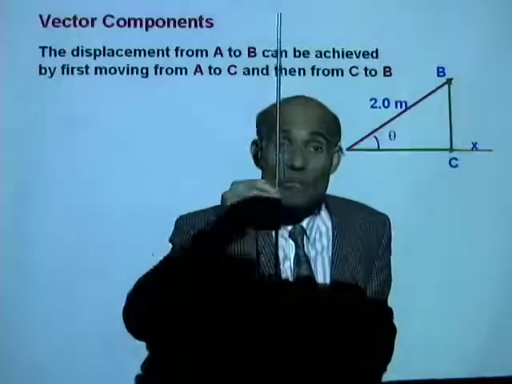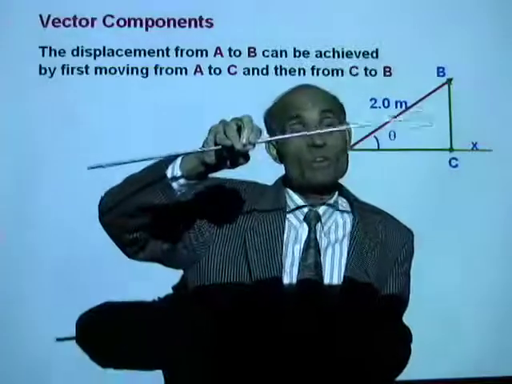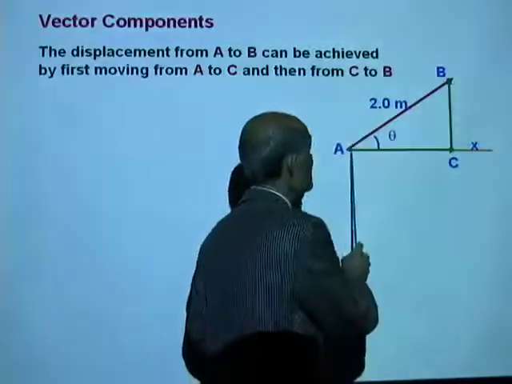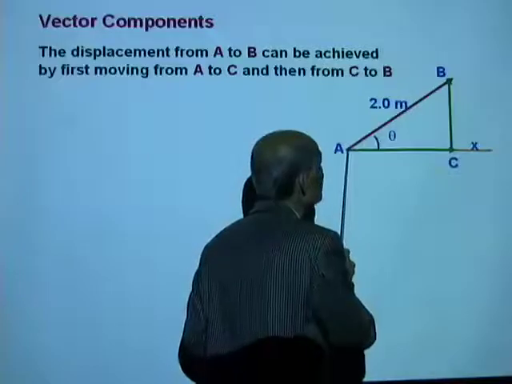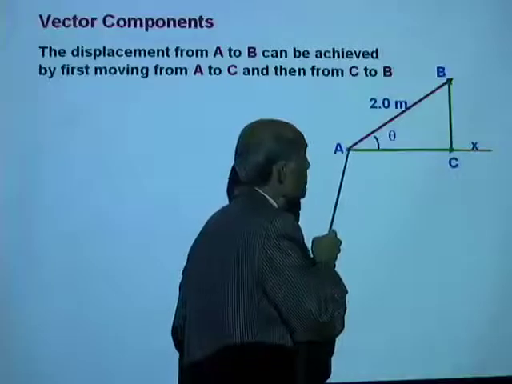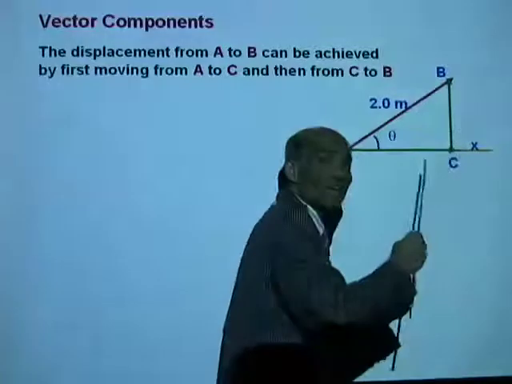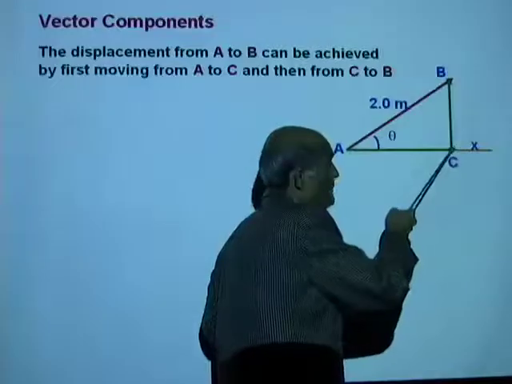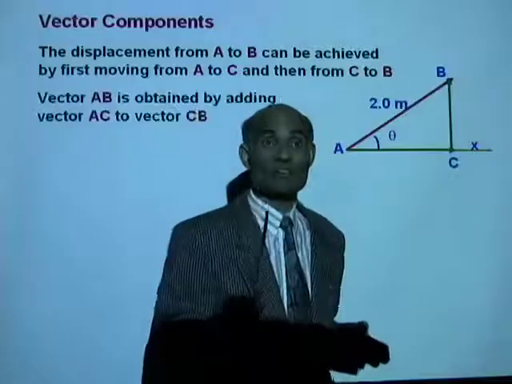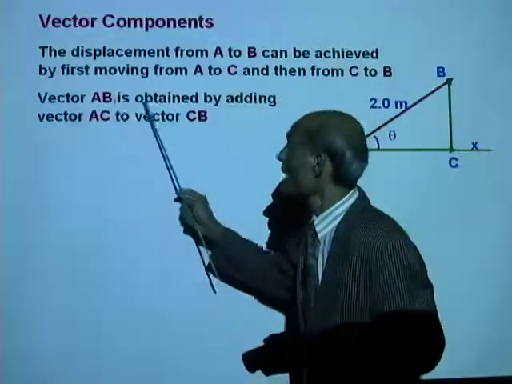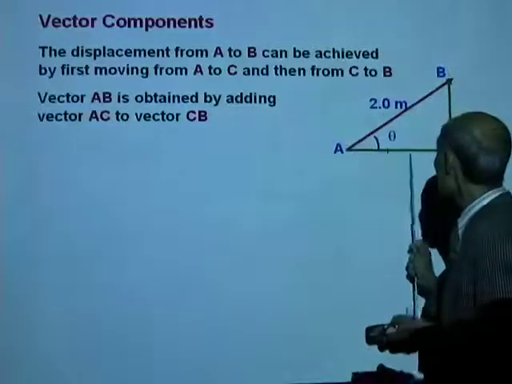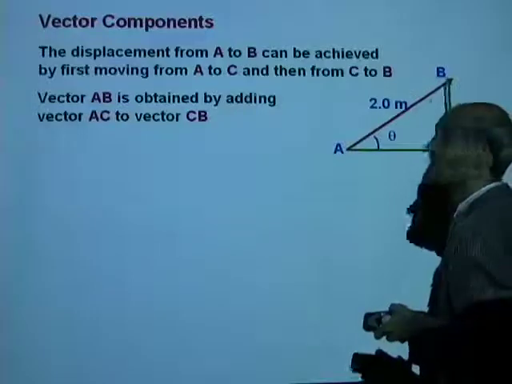You see that? A vertical axis is the y-axis, a horizontal axis is the x-axis. So a displacement from A to B can be achieved by first moving from A to C along the x-axis and then moving from C to B along the y-axis. That means vector AB can be obtained by adding vector AC to vector CB.